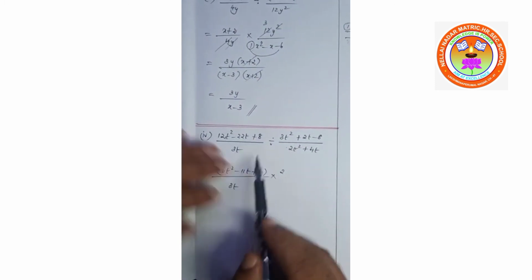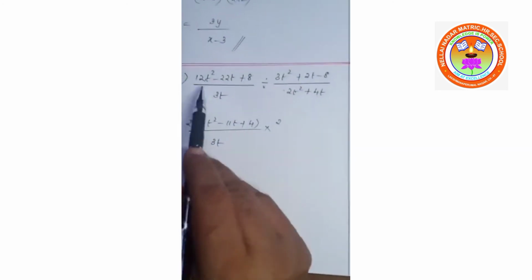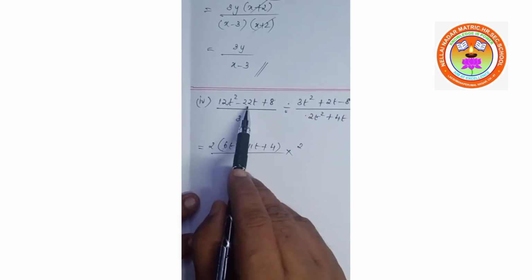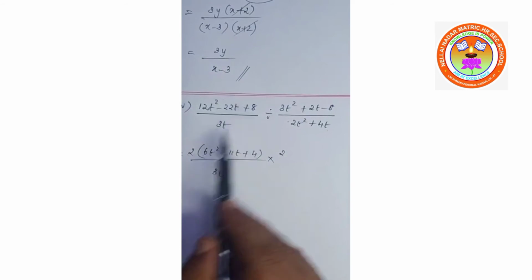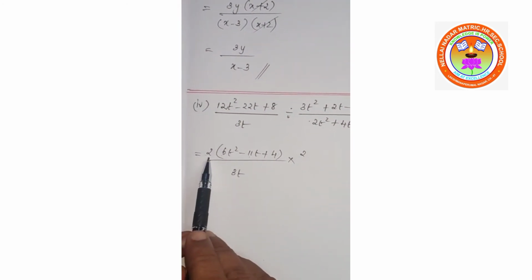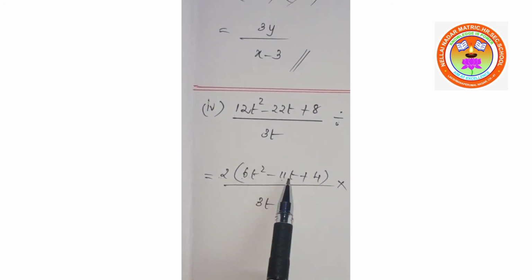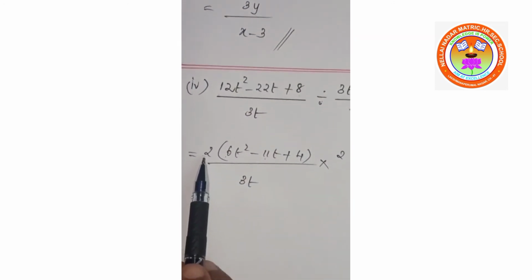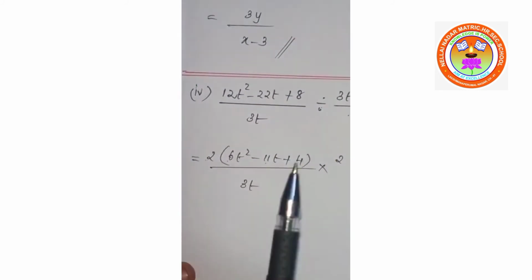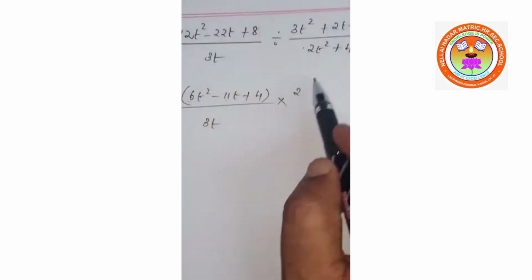Write the first expression as it is. Before that, you can take 2 as common because 12, 22 and 8, all the 3 numbers are in the 2 table. Take 2 as common. 2 into 6t squared is 12t squared. 2 into minus 11t is minus 22t. 2 into 4 is 8. Divided by 3t as it is.